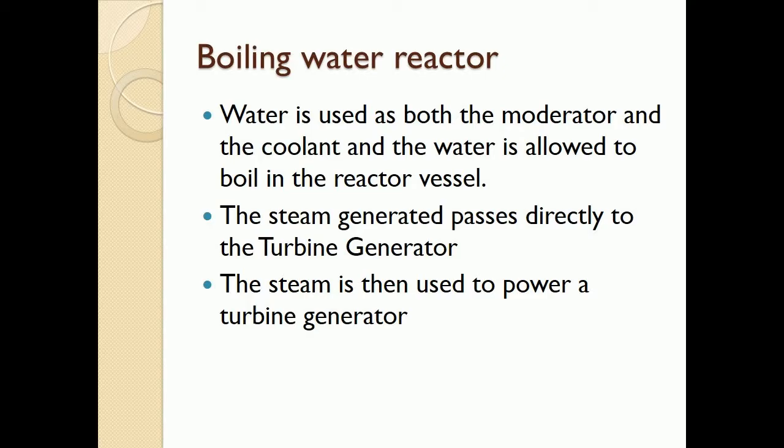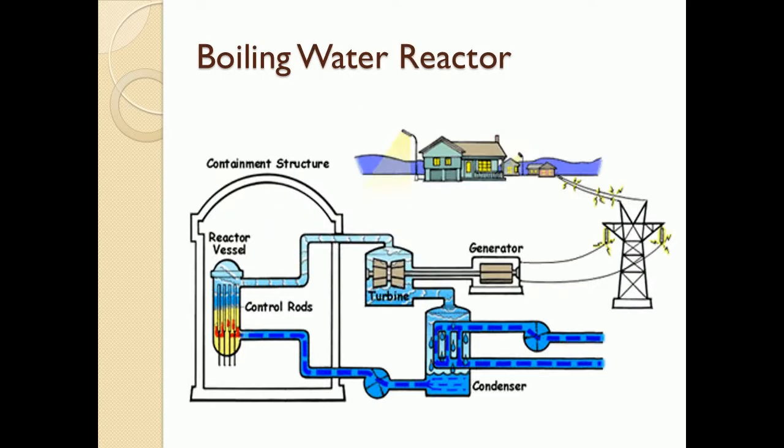In the boiling water reactor, water is used as both the moderator and the coolant. The water is allowed to boil in the reactor vessel. The steam generated passes directly to the turbine generator for the production of electricity. Here is a drawing of a boiling water reactor. You can see the reactor, the turbine generator, the condenser, and the reactor feed pump.